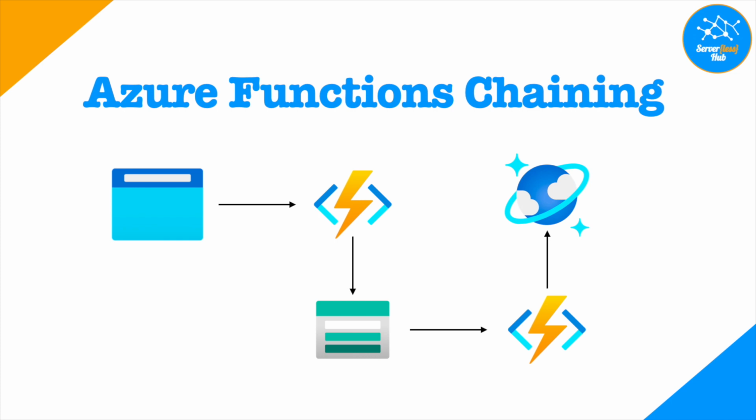We have already implemented CRUD operations for to-do items. In this video, we will see how we can chain two functions together and implement a to-do items upload API. This is how it will work.